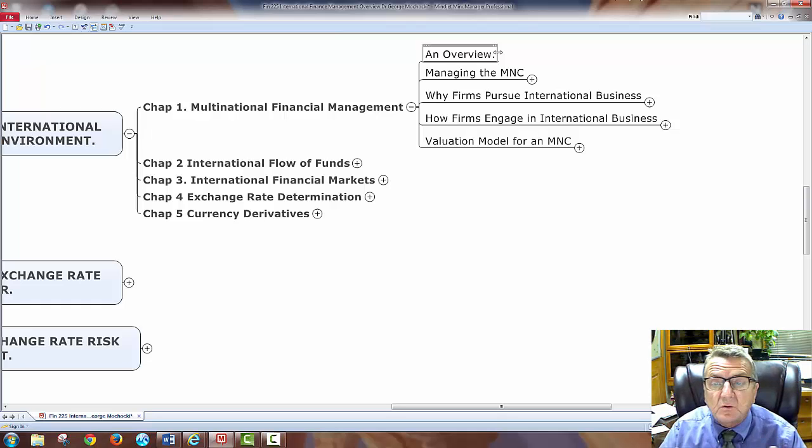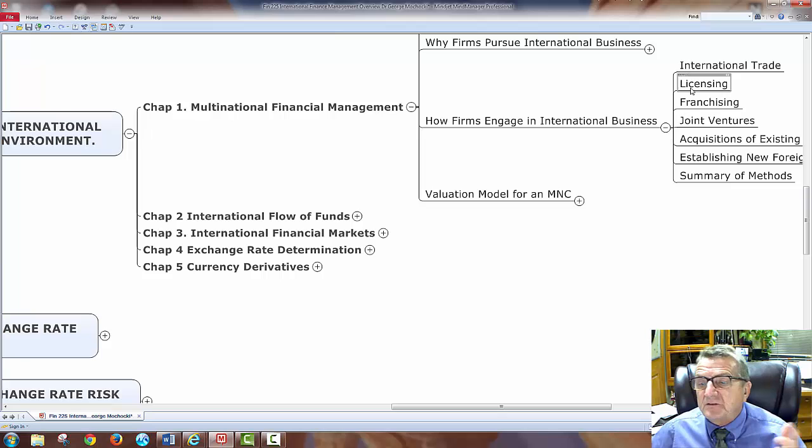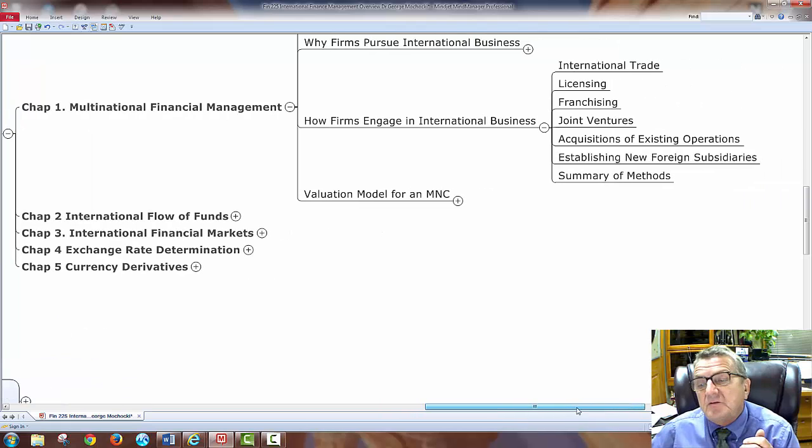Managing multinational corporations: why firms pursue international business. I'm not going to go into a lot of detail. How firms engage in international business. And you already had this. Let me just go on here. You already had international financing. If you had introduction to corporations, or if you had marketing or anything, you already know some of these terminologies. So you have a baseline. We're just building on this baseline.